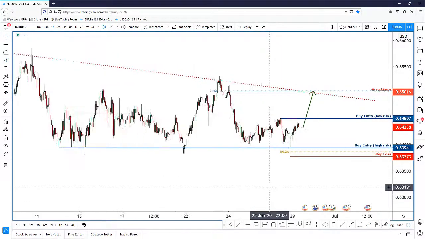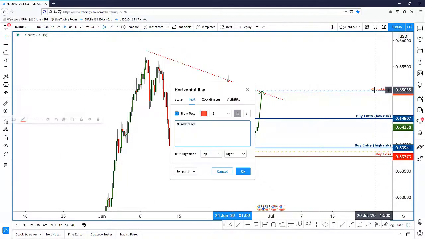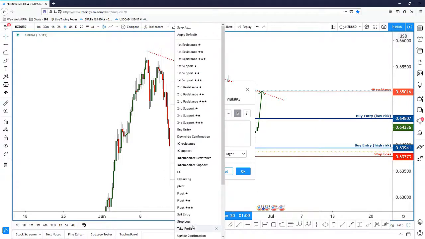For presentation's sake, let me just zoom into the 4-hour and change this 4-hour resistance to the take profit.